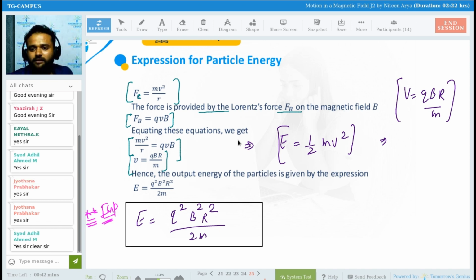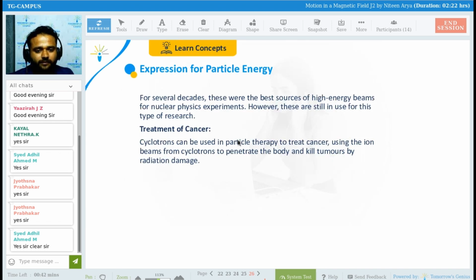Good. Okay. So we already know how to find velocity. Just simply these two relations, centripetal force and QVB. Then you can find V, QBR by M. And with the help of E, which is half mv square, you can get this, the expression for particle energy. Okay, this is not the expression for particle energy, we already did that. This is going to be the application of cyclotron.